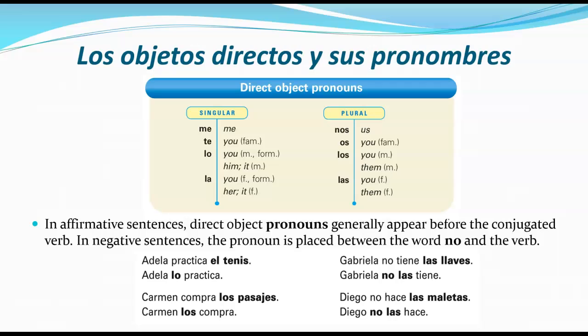Gabriela no tiene las llaves. So now we have a negative sentence, and the pronoun, again, is placed before the verb. It's between no and the verb. So Gabriela no las tiene. So Diego no hace las maletas. I would make it a question. ¿Hace Diego las maletas? No. Diego no las hace.